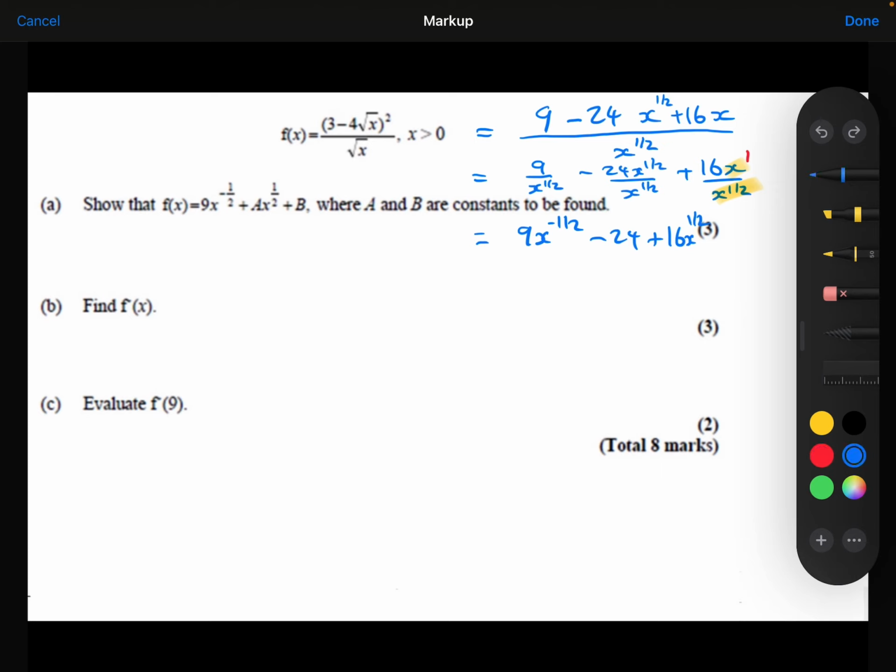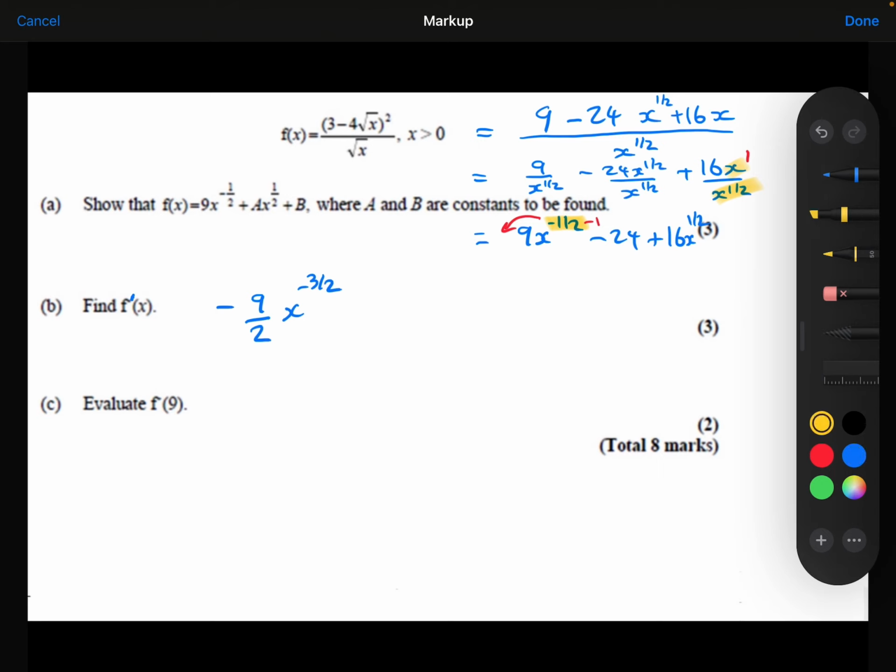Part B of this question says to find f dash. So that's telling me to differentiate f. So I'm going to go through each of these terms here and differentiate them. The first term, well, we're going to multiply by the power of minus 1/2. So 9 times minus 1/2 will be minus 9 over 2. And then we'll take 1 away from the power. So the minus 1/2, take away 1, will be minus 3 over 2.